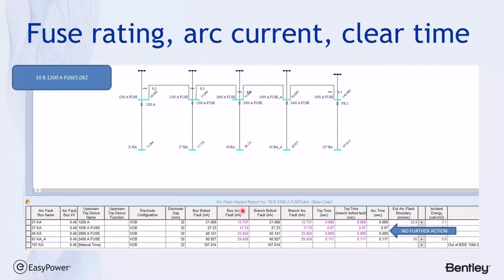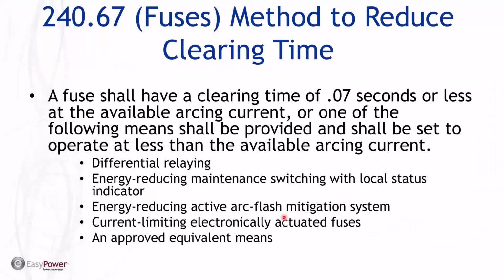So there's no further action required on those two, and I need to do something about the others. Now, those methods include differential relaying. You've got a choice: you can use differential relaying, energy reducing maintenance switching, energy reducing active arc flash mitigation, current limiting electronically activated fuses, or an improved equivalent means.